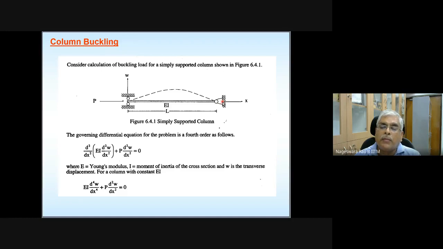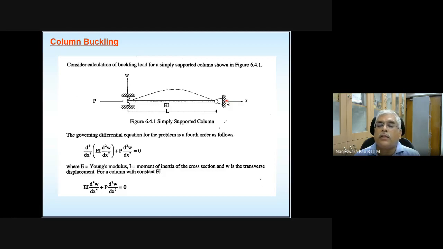So if moment is 0, that means EI cannot be 0. Flexural rigidity cannot be 0. If it is 0, there is no structural element at all. So EI cannot be 0, so if moment is 0, curvature is 0. So curvature at both ends is 0. So that is the other boundary condition. What is curvature? Second derivative of w with respect to x. So that is one boundary condition.